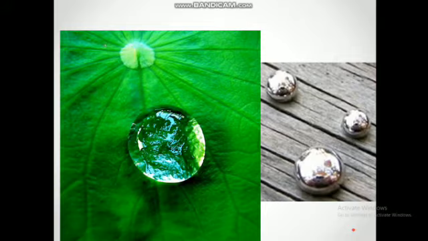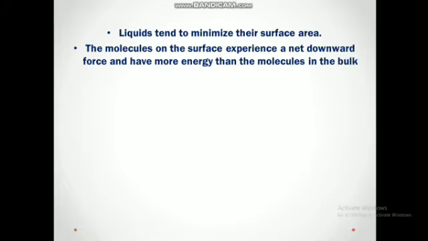And why is that so? We will see that. Liquids tend to minimize their surface area, and the molecules on the surface experience a net downward force, as we saw just now, and have more energy than the molecules in the bulk. So as they are having a net downward force towards the inside part of the liquid, they will have more energy than the molecules in the bulk.